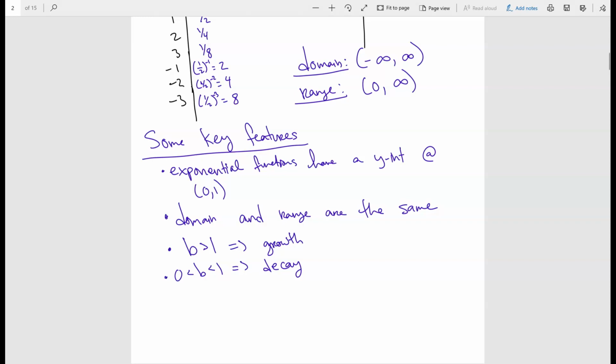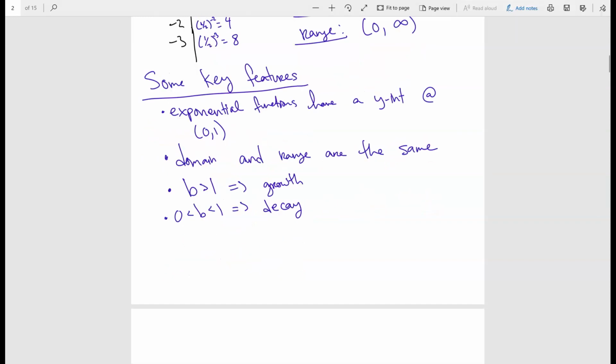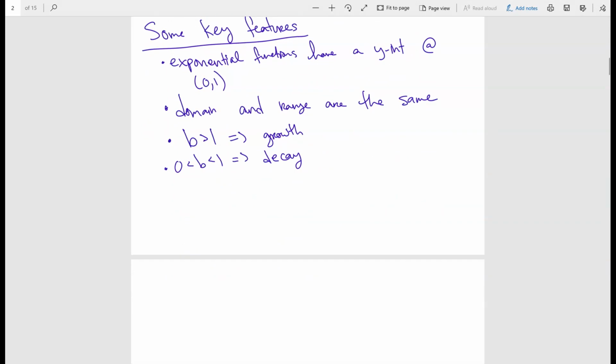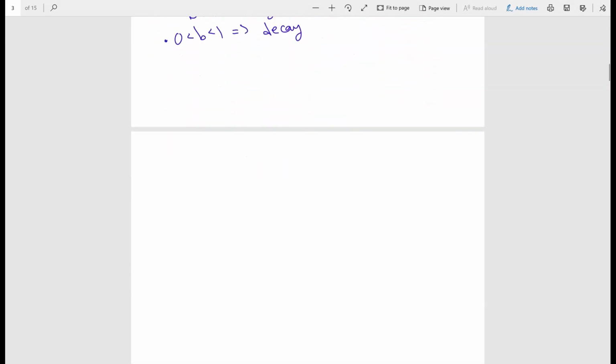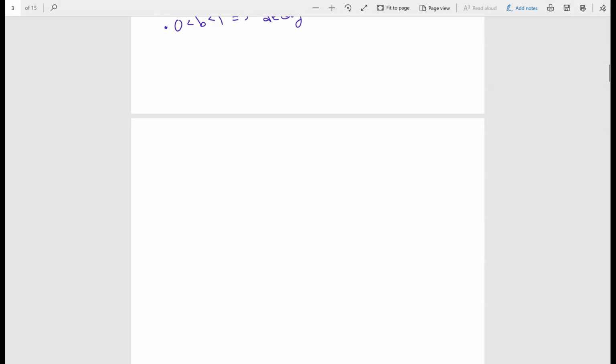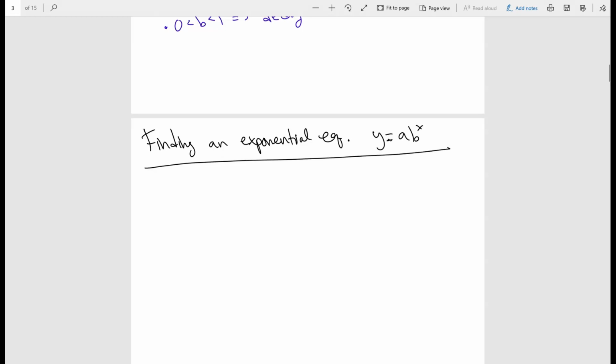All right, so before we get into the graphing, let's start off by finding an exponential equation for y equals ab to the x. Typically, just like we had y equals mx plus b, this is going to be kind of like the y equals mx plus b for exponential equations.